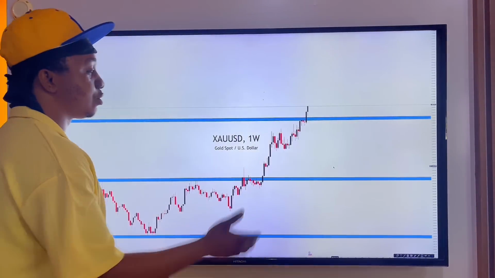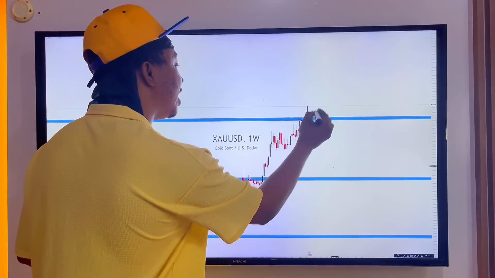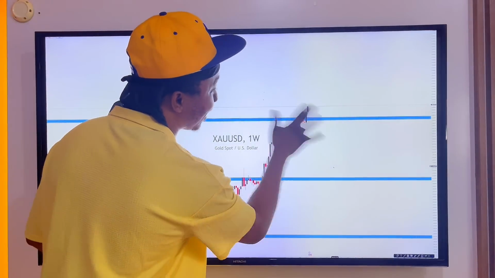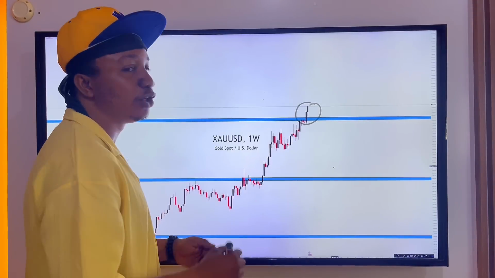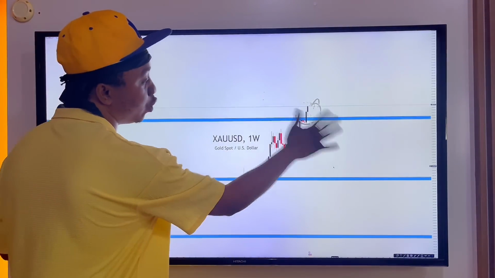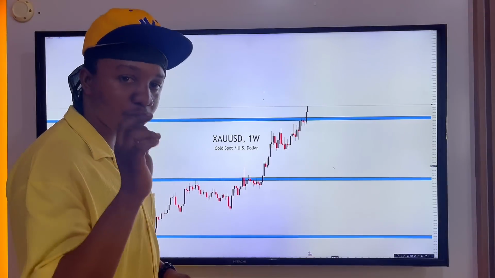But for now, there's not so much to talk about here on the weekly time frame. It's just that price is looking above here and it's still going to the upside. But let's take it further to the daily time frame, where we can get a clearer understanding of what exactly is happening over here, so that we may know how to buy to the upside on gold. So gold, let's take it further to the daily time frame to continue with the technical analysis.